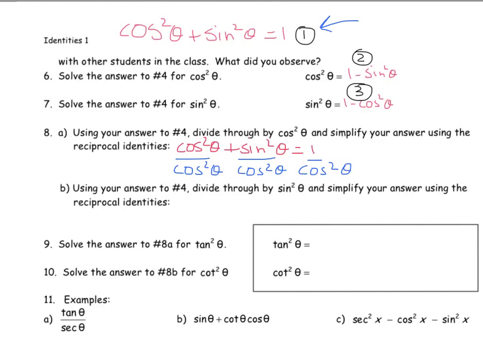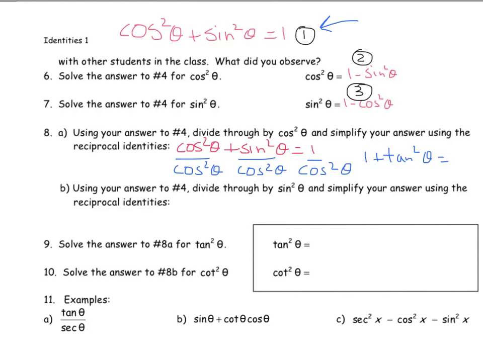Well, cosine squared over cosine squared is just 1. Bingo. Sine squared over cosine squared, well, what's sine over cosine? We said that on the front page, that's tangent. So what do you think sine squared over cosine squared is? Hey, that's tangent squared. There it is.